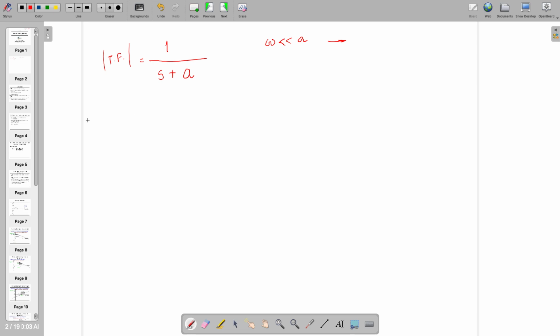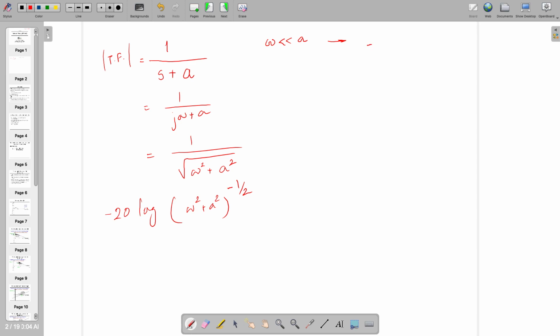So the transfer function in j omega we can write down like this. The magnitude will be omega square plus a square. Decibel we can write down as minus 20 log of omega square plus a square to the power minus 1 by 2. So if omega is much lesser than a, then what are you going to see here? 1 by a? Minus 20 log a, right?